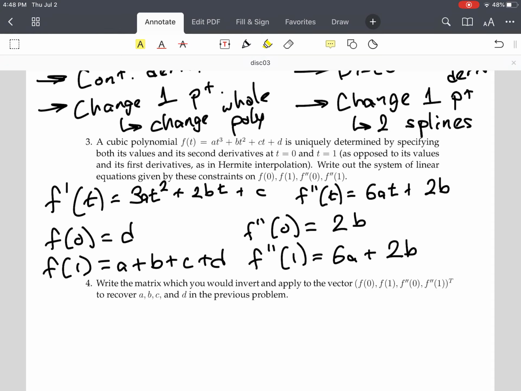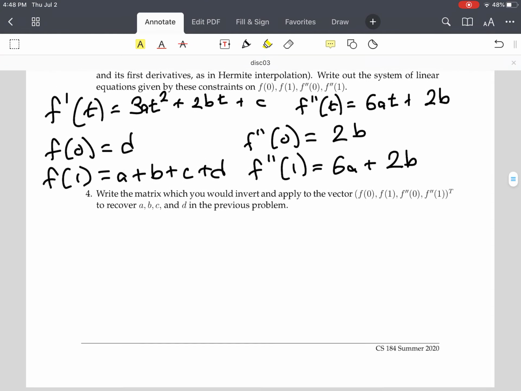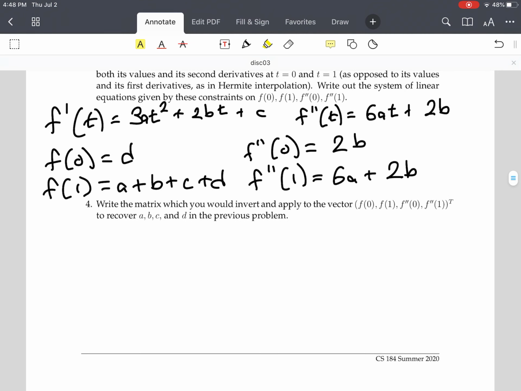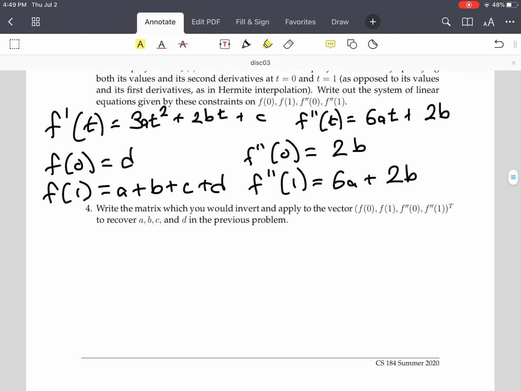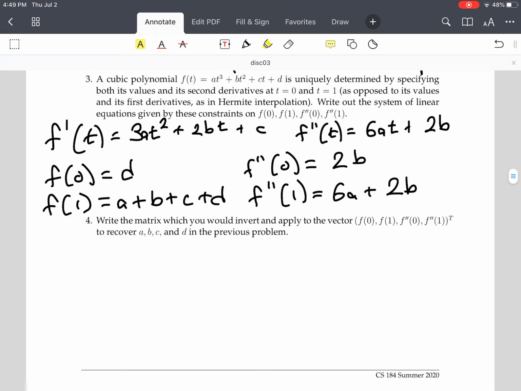Okay, so let's keep going. We're not going to solve in this question. We're going to keep going, and we'll find it later. So now it says, write the matrix which you would invert, and apply to the vector f of 0, f of 1, f double prime at 0, f double prime at 1, to recover a, b, c, and d in the previous problem. Okay, so what we've done here in problem 3 is write a system of equations. We have 4 equations and 4 unknowns.